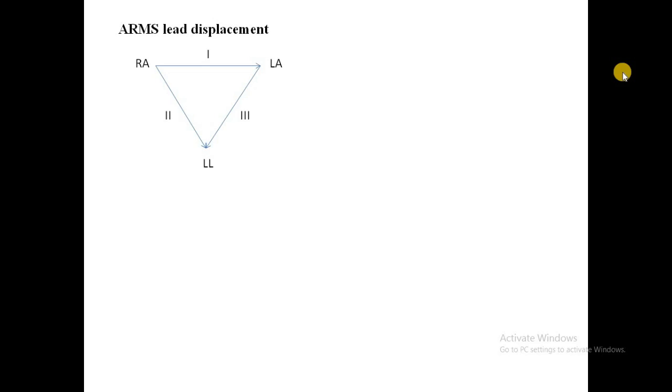Now suppose the right arm lead is placed on the left arm and the left arm lead is placed on the right arm, then the situation will be like this. Now you see the left arm lead has been placed on the right arm and the right arm lead has been placed on the left arm. Then what kind of ECG pattern will we see? Now the ECG pattern will be a little different from the normal ECG pattern.